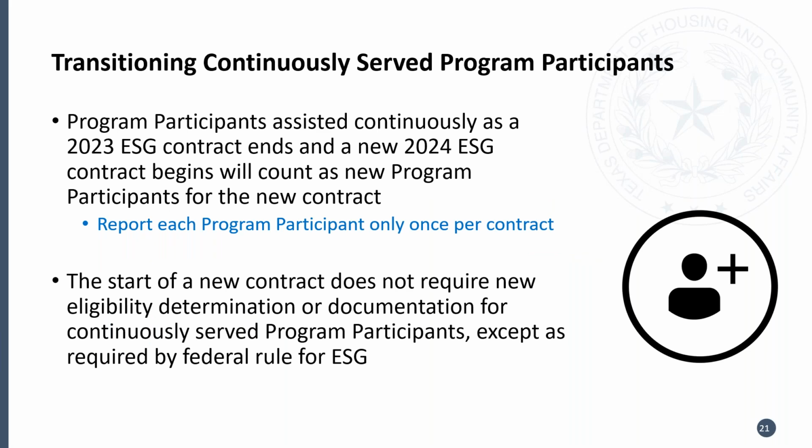For 2024 subrecipients with an active 2023 contract, it is important to know that for performance report, program participants that are assisted continuously as the contract ends and the new contract begins in the same program will count as new program participants for the 2024 contract. Please report each program participant only once per contract. However, the start of a new contract does not require new eligibility determination or documentation for program participants, except as required by federal rules for ESG.